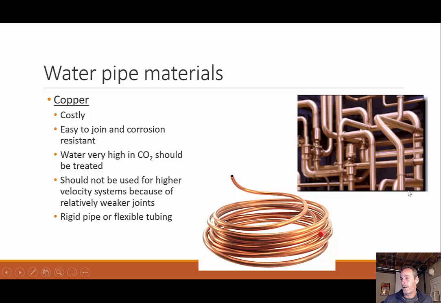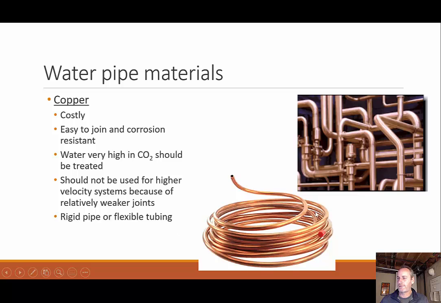But either way, they're much easier and quicker to join than having everything threaded. I can cut them to whatever length I need. I don't need to have a pipe threader on site in order to thread all my individual pieces. You should not have a high carbon dioxide content. It'll turn your copper green, not good stuff. Should not be used for higher velocity systems because they're relatively weaker joints. Yeah, you do not have the strength that you would in some of your other metals.